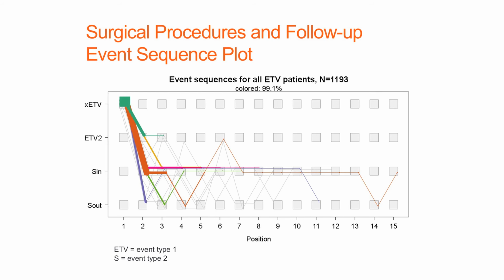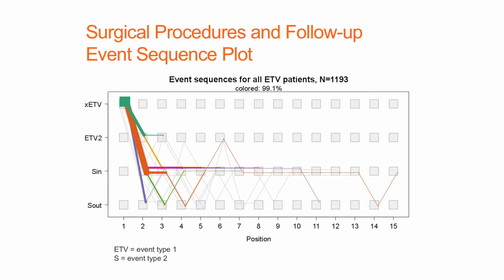Here we're looking at two types of surgeries. One is called ETV, and the other is called S. And S could be in or out. So here's an index ETV. Everybody starts here. The size of the box is proportional to the size of the sample that's at that state or in that event at position 1 or time 1.